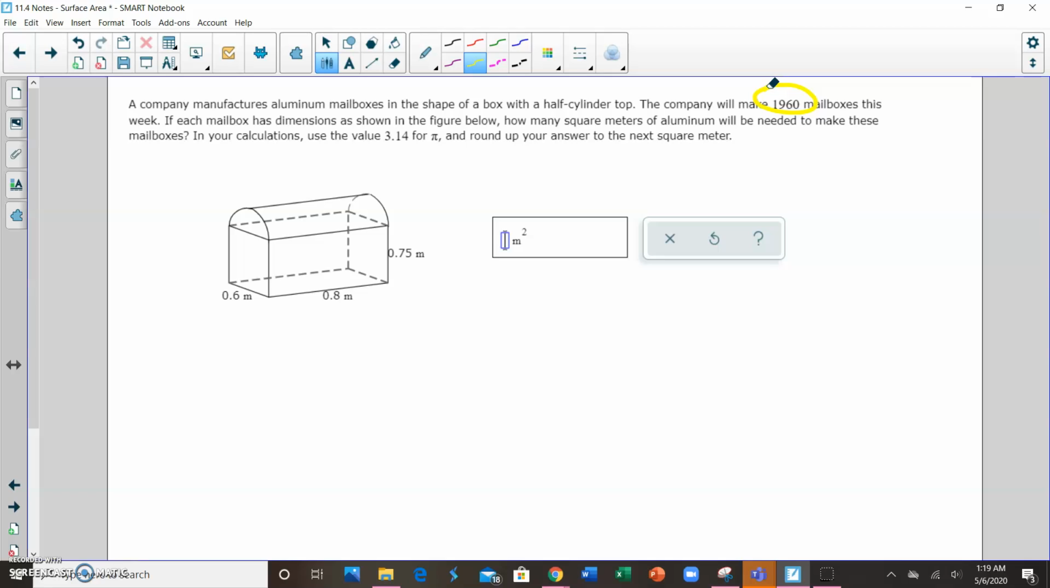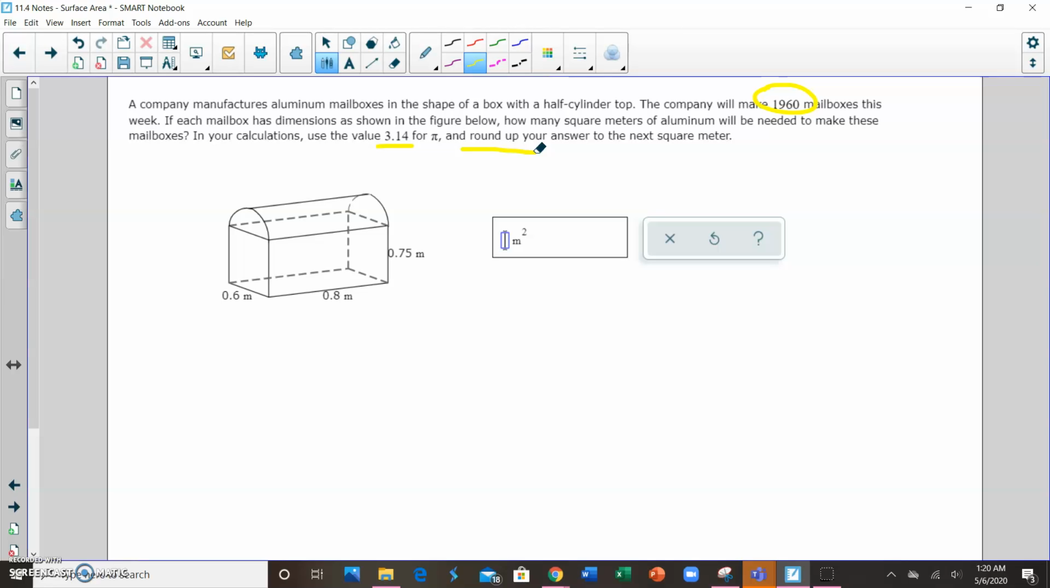All right, so we need the surface area of this whole mailbox, and then we're going to multiply it by 1960. And once again, we're using 3.14 for pi. And then it says to round up. Why are we going to round up? Because 3.14 is rounded, so it's not super accurate, and pi is bigger than 3.14. Anyway, okay.